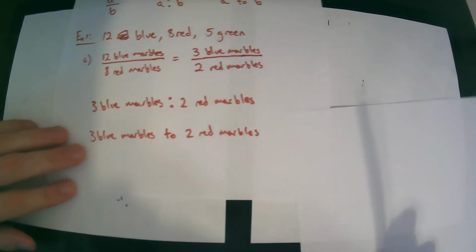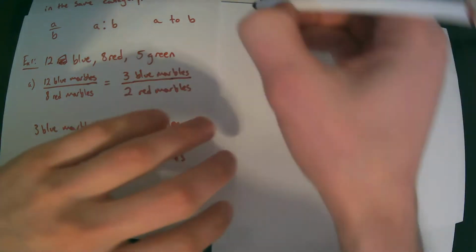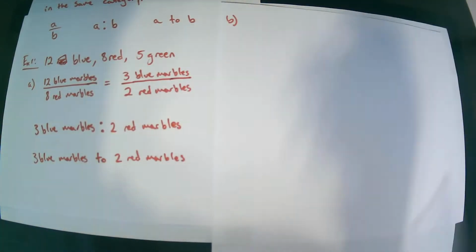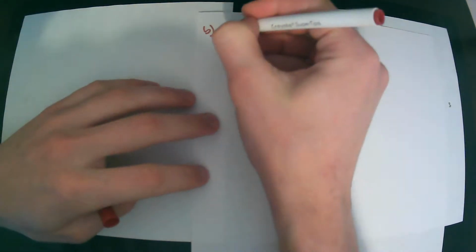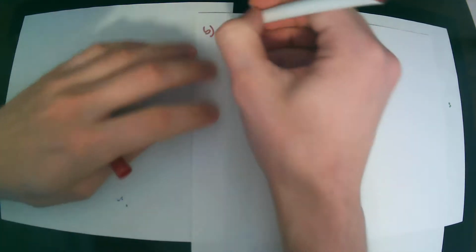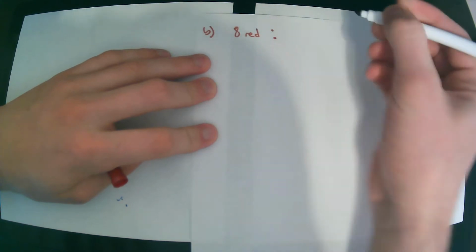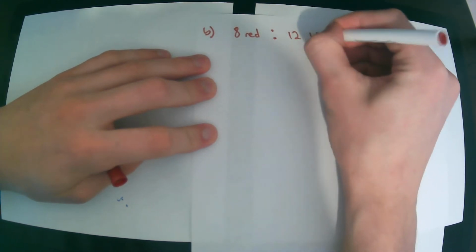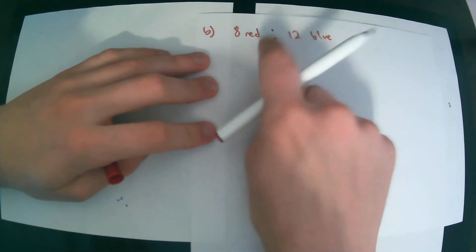Alright, so for the next ones, we'll just pick one notation instead of doing all 3. So part B says, what is the simplified ratio of red to blue marbles? Okay, so the opposite, right? So red to blue is going to be 8 red colon 12 blue. But remember, it needs to be simplified.